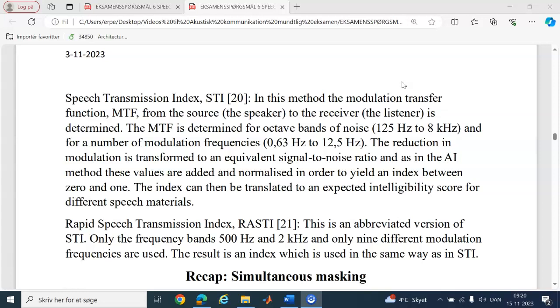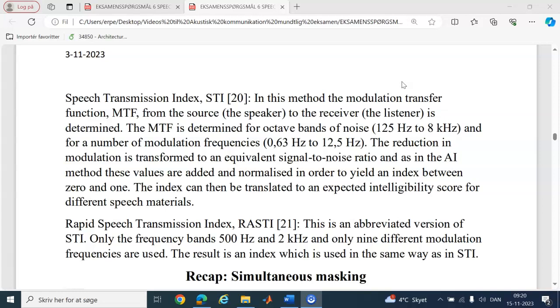The reduction in modulation is transformed to an equivalent signal to noise ratio, as in the AI method. These values are added and normalized in order to yield an index between 0 and 1. The index can then be translated to an expected intelligibility score for different speech materials.